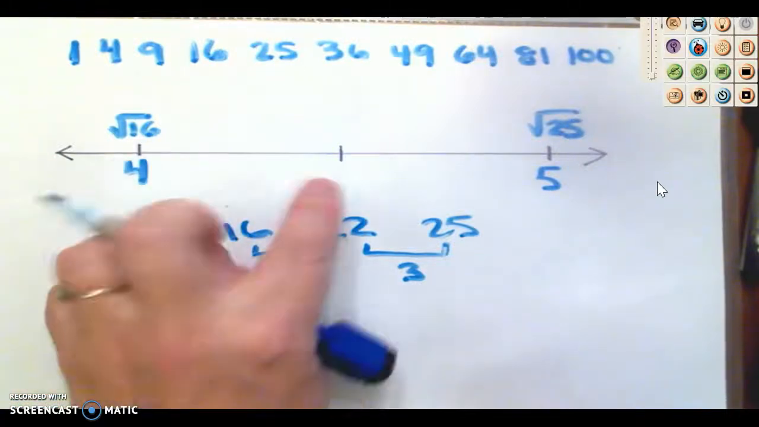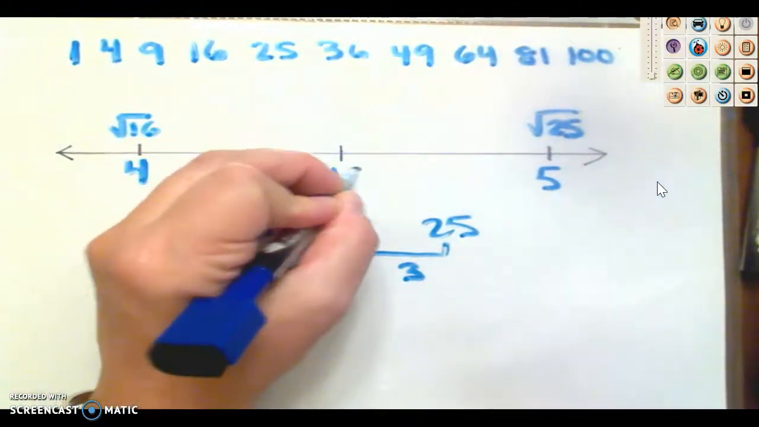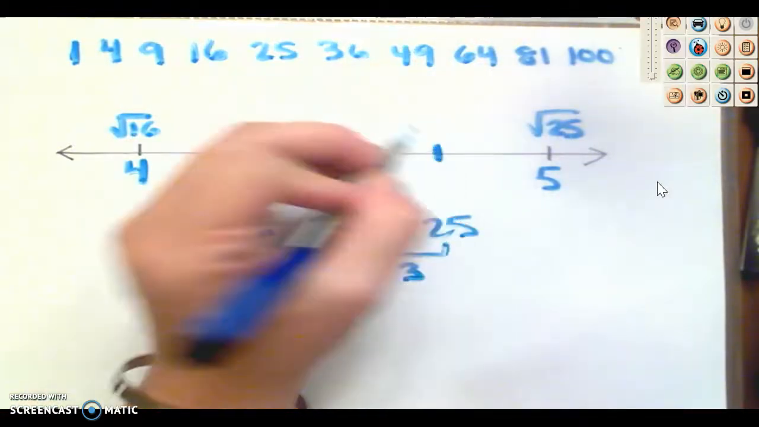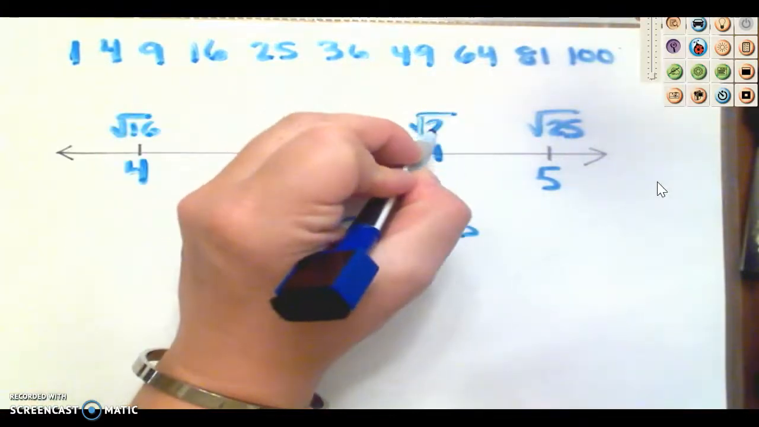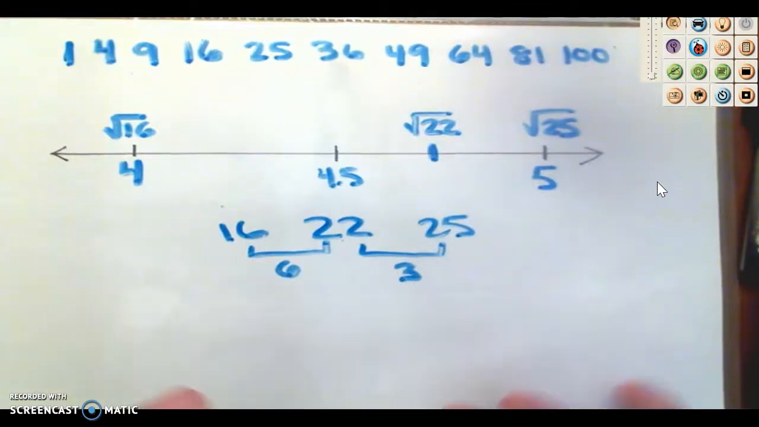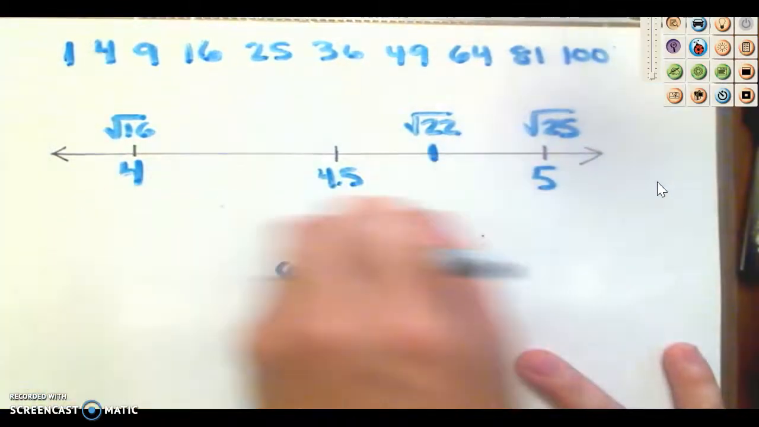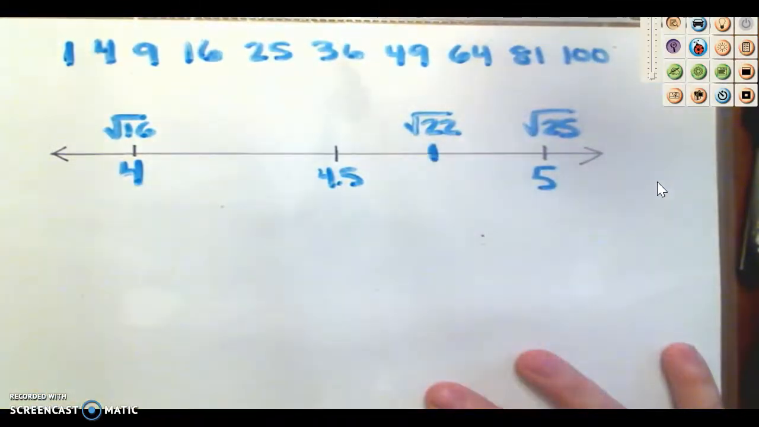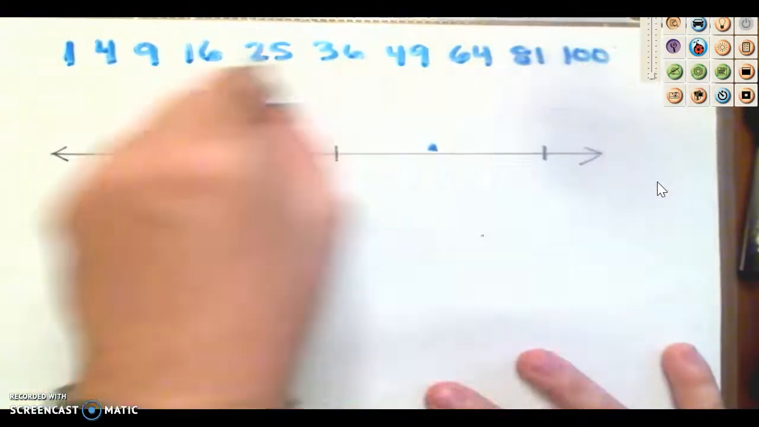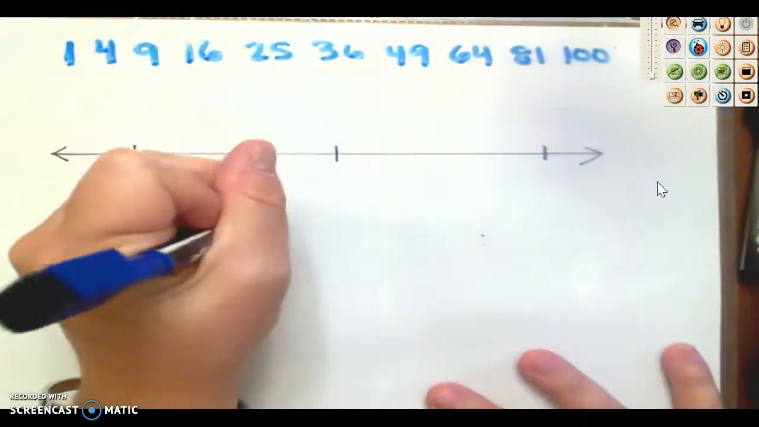So if this was the halfway point, this is 4.5, I would say the square root of 22 is probably around right there. But we could assign a decimal. This would help us narrow it down. And in just a minute, we're going to see how we can actually make an even better estimate than just there. But for now, that's good. We know it's between 4 and 5. So let's take a look at our next example.